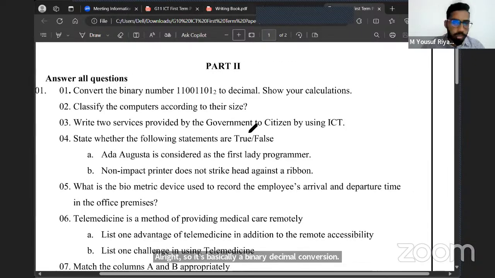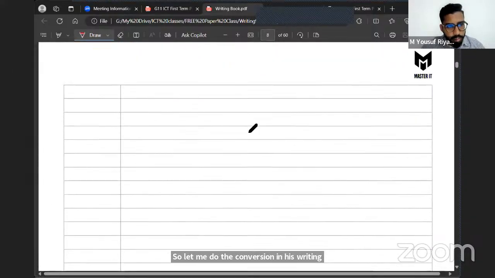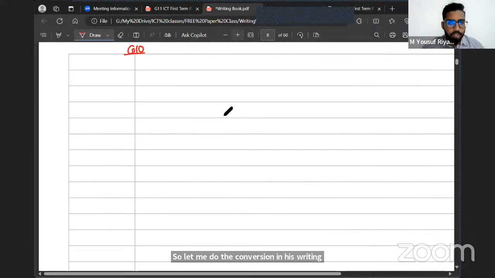Let me write here the grade 10 kilometer, because I use the same thing for grade 11 as well. I mean the same book.